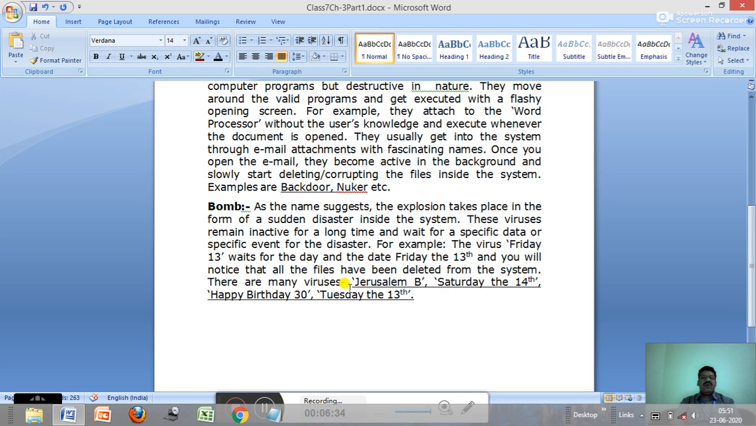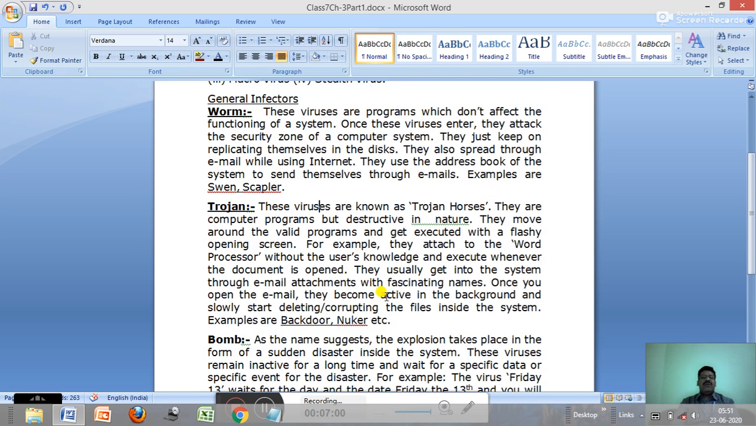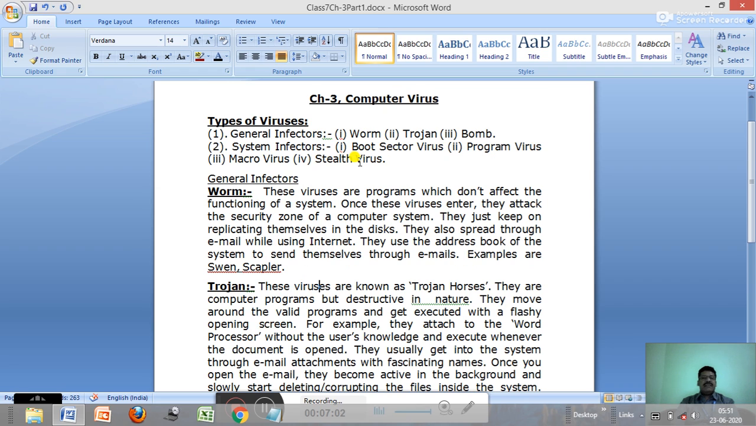There are many bomb viruses like Jerusalem B, Saturday the 14th, Happy Birthday 30, Tuesday the 13th. Like if the day is Saturday and the date is 14, or Tuesday the 13th, the day is Tuesday and the date is 13, both will match in the system's calendar. Then what happens? This virus becomes active. So in today's class we have discussed only the general infectors.